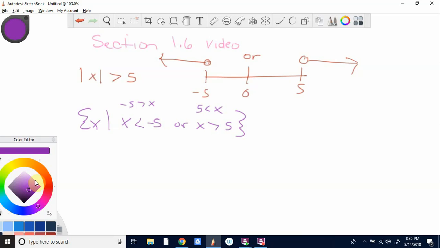Now, how would we write it in interval notation? Well, we've got our graph here. So what do we got going on? We have -infinity to -5. We have 5 to positive infinity. So how would we write that? We'd say -infinity, comma, -5, because it's an open circle, it's a parenthesis. Infinity is always a parenthesis. Or 5, and here you must put them in order from least to greatest, or it will be wrong.